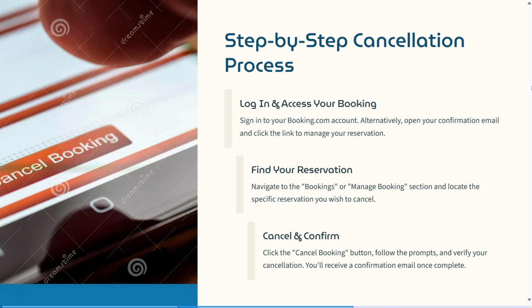You'll see the manage bookings section, and then you're going to locate the reservation that you wish to cancel. You can now click on the three dots. You'll find the cancel booking button from the prompts, and then you can verify your cancellation. You will then also receive a confirmation email once it's complete.